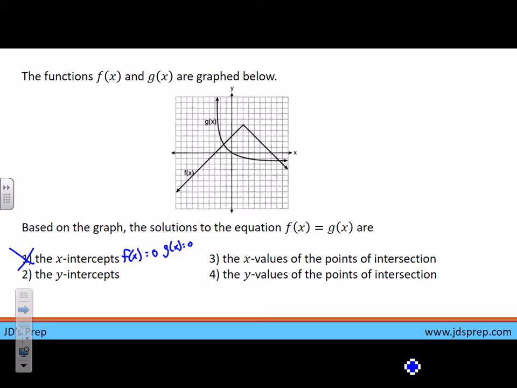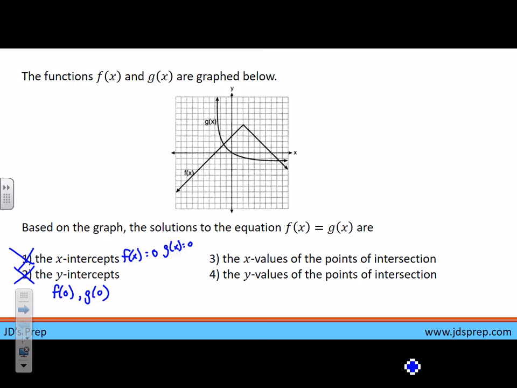The y-intercepts, these are always giving you the y-coordinate for things like f of 0, g of 0, and so on. Because we set x equal to 0 to make sure that we have a point on the y-axis, and then find out by plugging into each function where that's going to occur. So that also is not going to have anything to do with the equation f of x equals g of x.